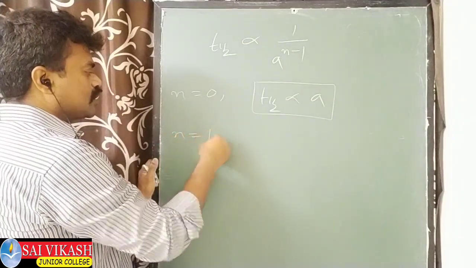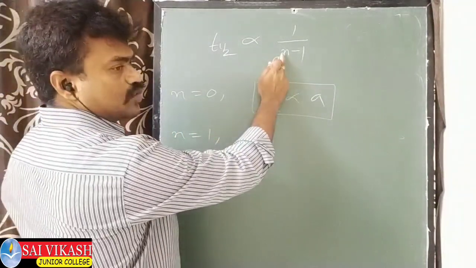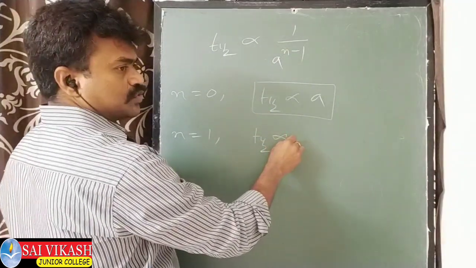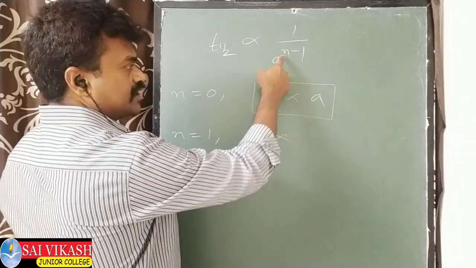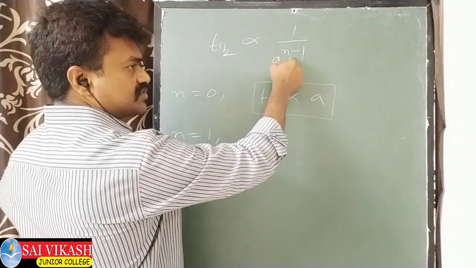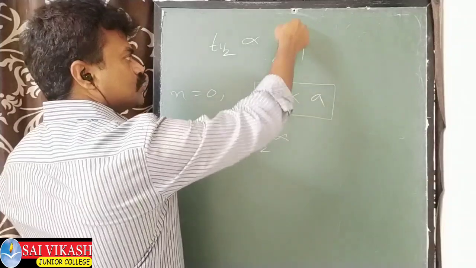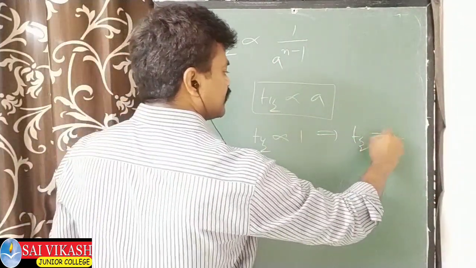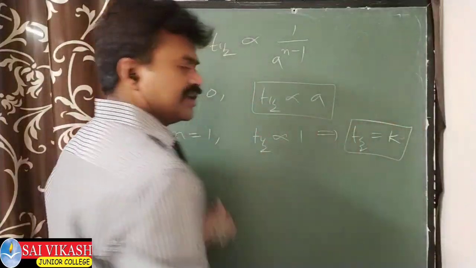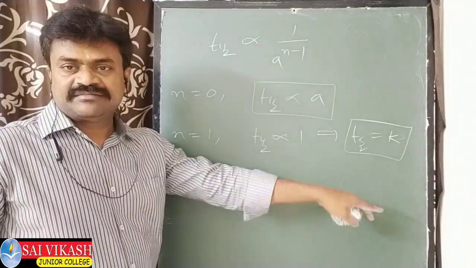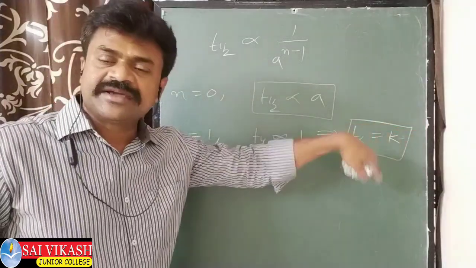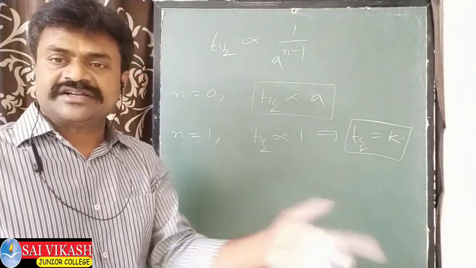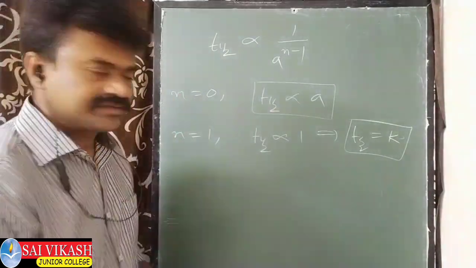Now if n equal to 1, first order, what happened? T half is proportional to what? As n equal to 1, a to the power of 1 minus 1 is a to the power of 0. Anything to the power 0 is 1. So 1 by 1 is 1, so T half is proportional to 1. This means T half is constant. Actually we got 0.693 by k, but here the relation shows that half-life is constant. It is not dependent on initial concentration.